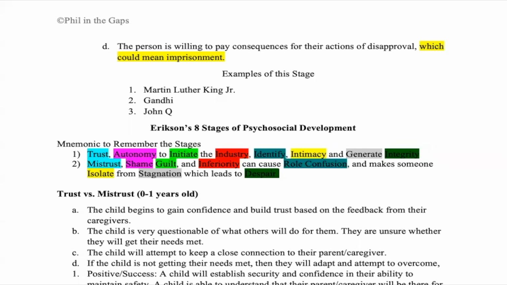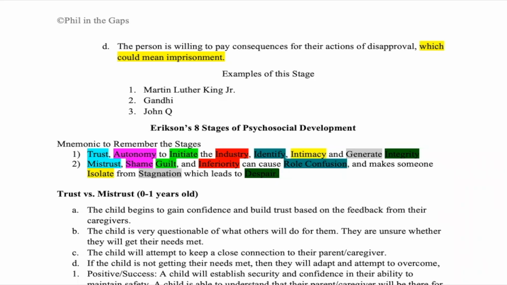First side, or the positive side: trust, autonomy to initiate the industry, identify intimacy, and generate integrity. The negative or failure side: mistrust, shame, guilt, and inferiority can cause role confusion and makes someone isolate from stagnation, which leads to despair.